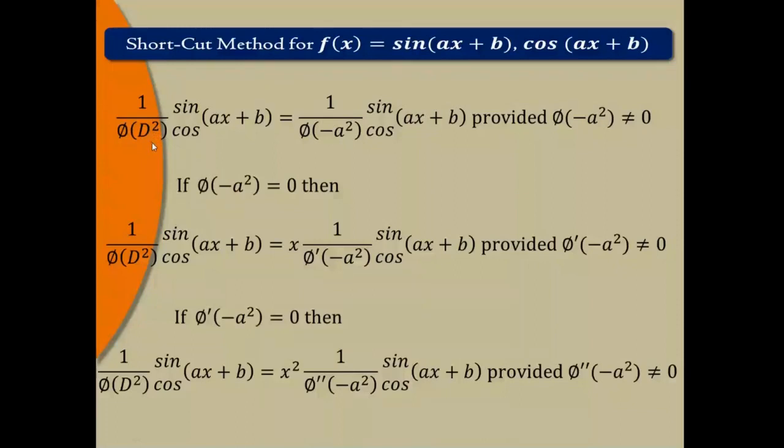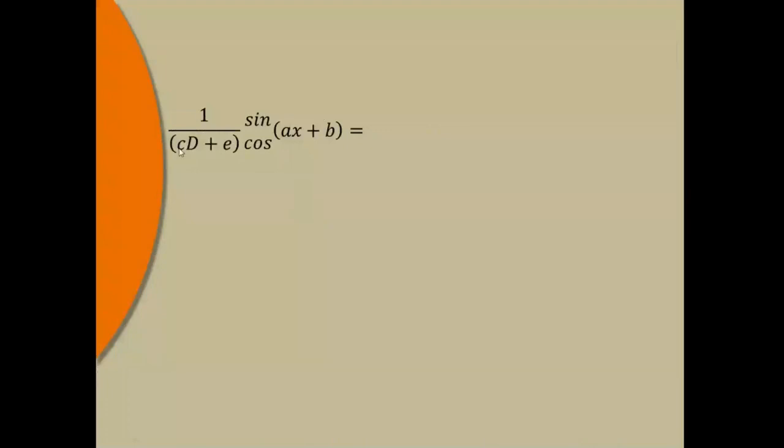Then what to do with that single d? Okay, so if we simplify the terms and we get such a type of term, 1 upon constant into d plus constant, sine ax plus b or cos ax plus b, a single d term remains over there. Then there are two different ways to solve this.